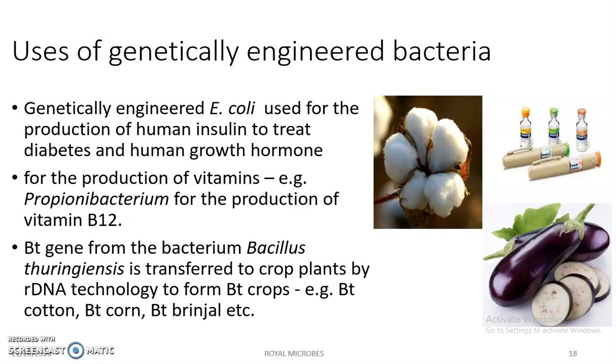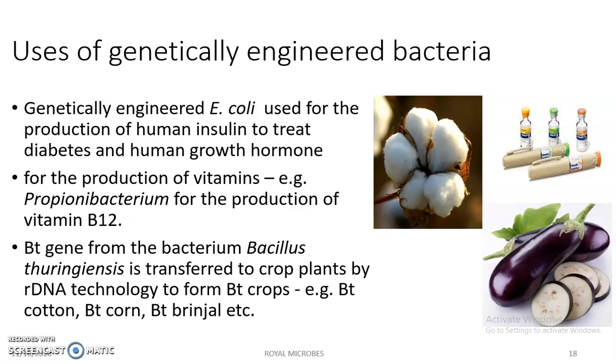Uses of genetically engineered bacteria. Genetically engineered bacteria are widely used nowadays. For example, E. coli can be used for the production of human insulin for the treatment of diabetes, and also for the production of human growth hormone. Another example is that vitamins can be produced with the help of genetically engineered bacteria. For example, Propionibacterium can be used for the production of vitamin B12.